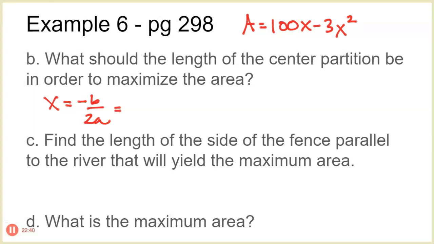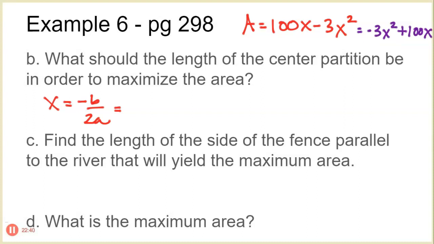So I know that the value of b is going to be 100. This isn't really written in standard form, but I can rewrite it, hopefully it's not going to confuse you, as negative 3x squared plus 100x. So that's typically how we would look at it. The leading coefficient is the x squared term. So the value of b is 100. The value of a is negative 3.